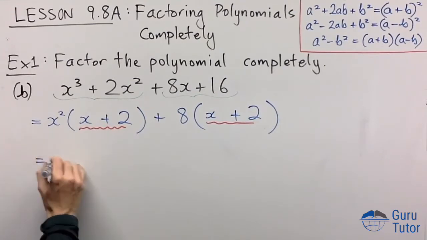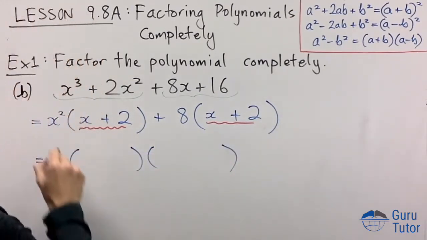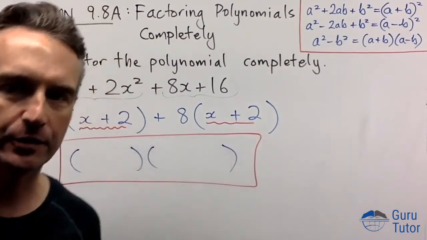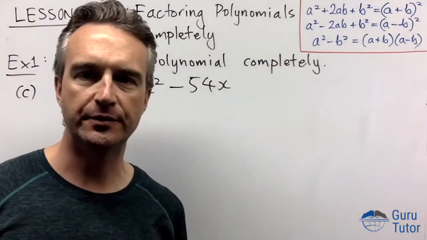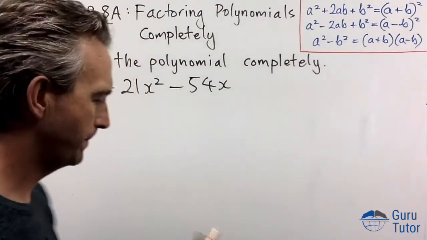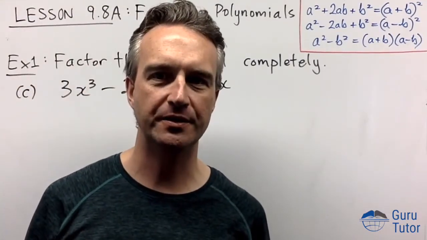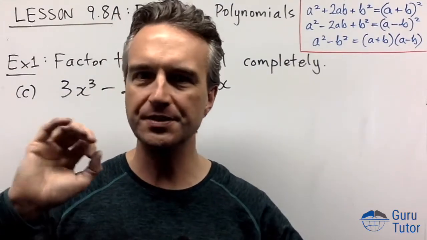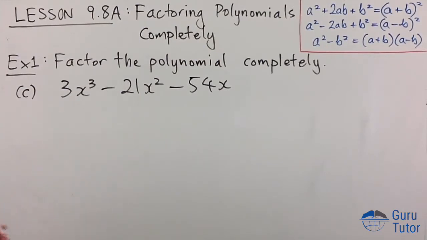And this will factor to what? I want you to do it. What's going to be the answer to that if you do factoring by grouping? C, 3x cubed minus 21x squared minus 54x. What do you notice here? We've only got 3 terms, so this is not a factor by grouping question. When you have 4 terms, you automatically think, oh, this is going to be factor by grouping. But we have 3 terms here, so that's not going to be the case.